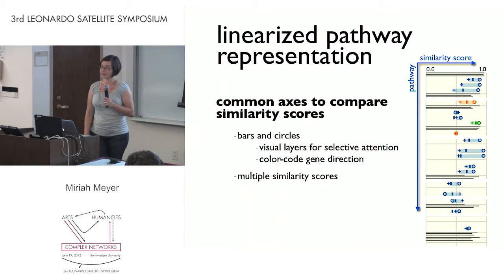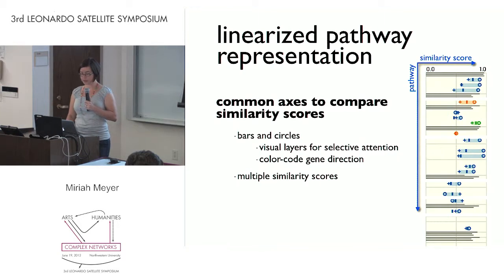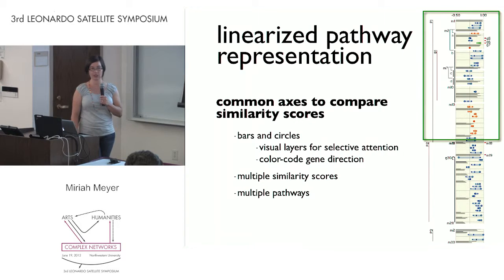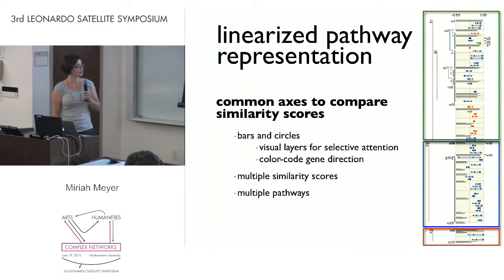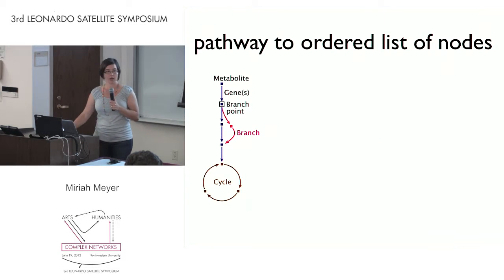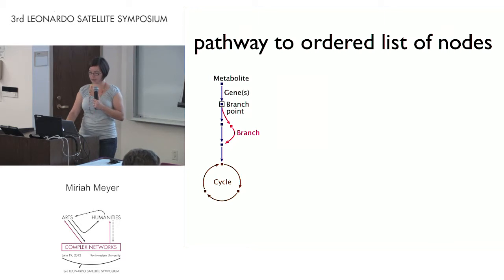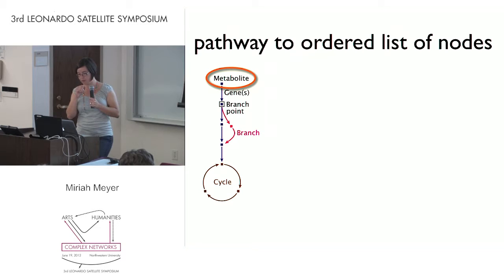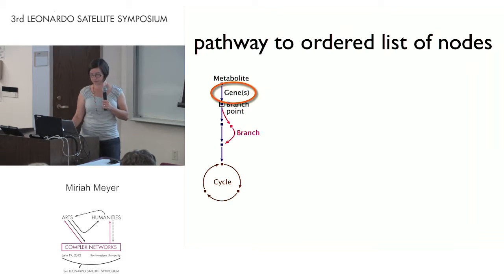The common axis then also supported looking at multiple similarity scores at once, as well as multiple pathways. So we're actually looking at 3 different pathways in this view. So one question is, of course, how do we actually get to this linearized representation? Let's say we started with a pathway that looked like this, where we have a cycle and a branch. Again, the metabolites are the nodes of the graph, and the edges are the genes. And again, it can be multiple genes in one edge because it's really representing a reaction.